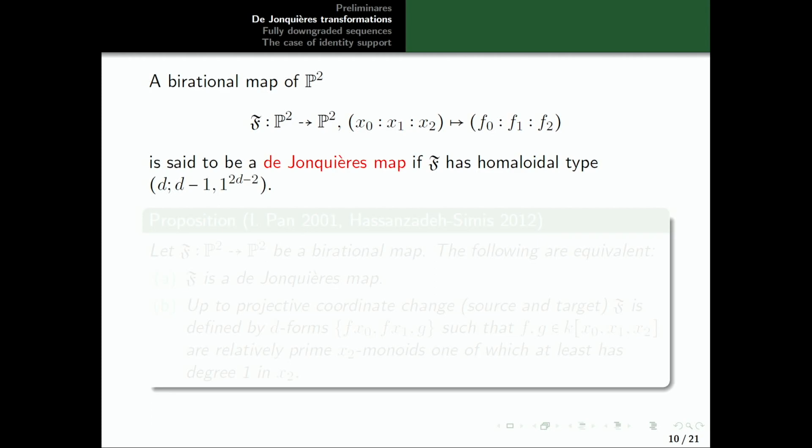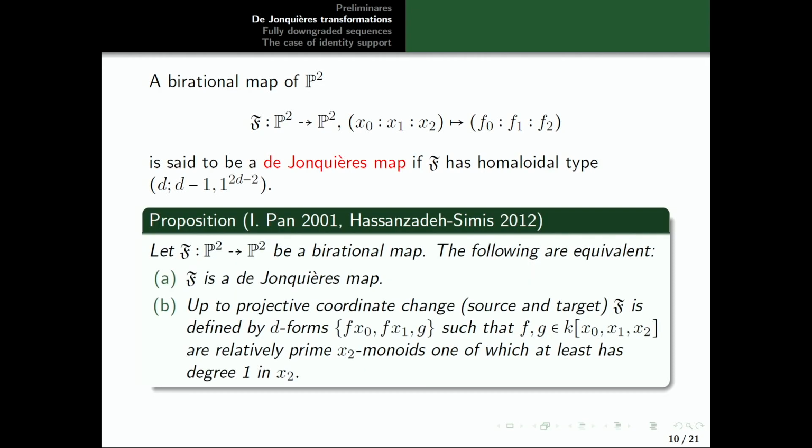A de Jonquière map is a birational map with this homaloidal type. We have the following characterization for when a birational map is a de Jonquière map.